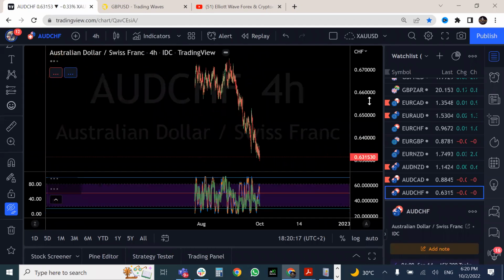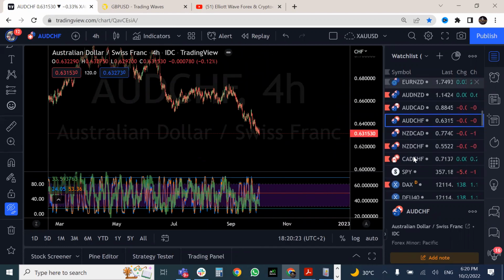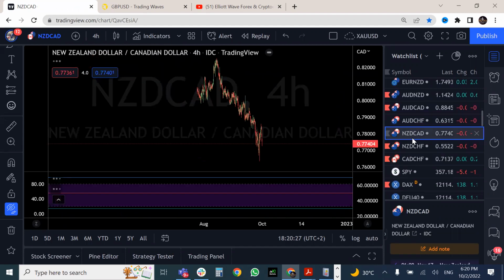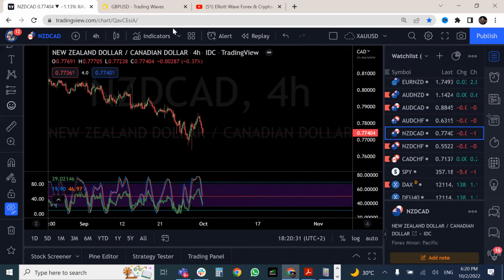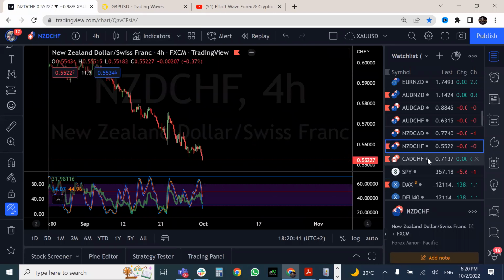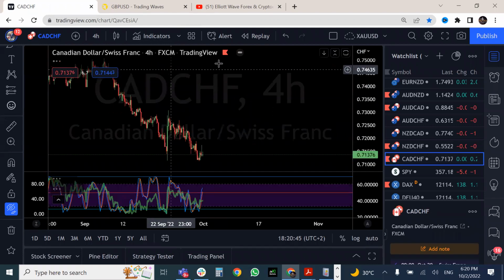Audi Chief. Nothing new on Audi Chief. As you can see, it's just one bearish move to the downside. Still expecting that to continue lower. New Zealand CAD also, as you can see, they're just making minor pullbacks and continuing in the prevailing direction of the trend, which is bearish. Nothing new to look at there as far as the crosses are concerned. Simple impulsive move to the downside on New Zealand Chief, CAD Chief.